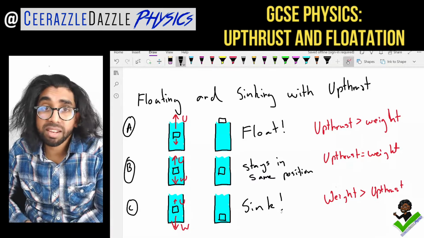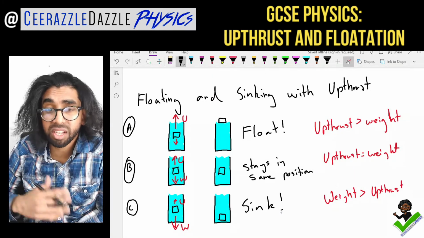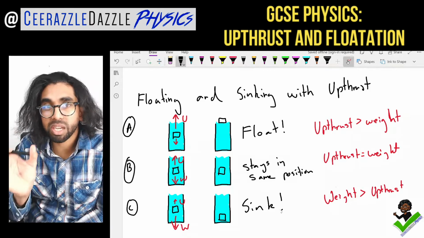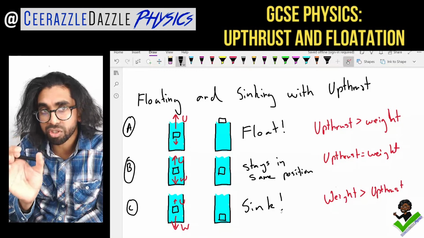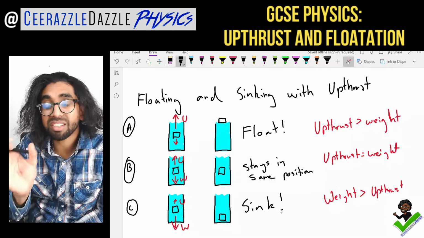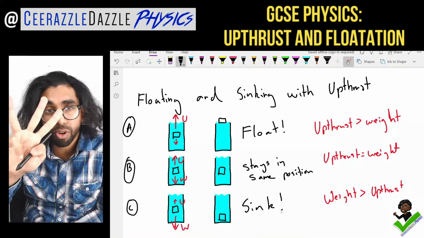So make sure you understand the relationship between upthrust and weight in terms of if it floats and sinks, guys. So clearly, upthrust is greater than weight, it will float. Upthrust is equal to the weight, it will stay in the same position. The upthrust is less than the weight, obviously it will sink. So 3 different scenarios, guys.